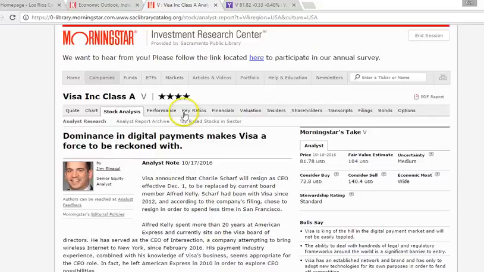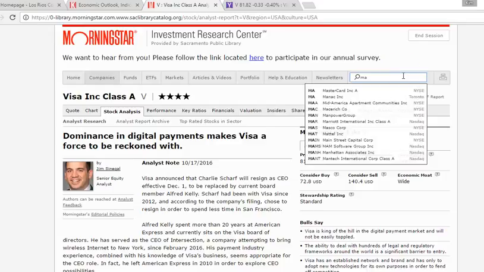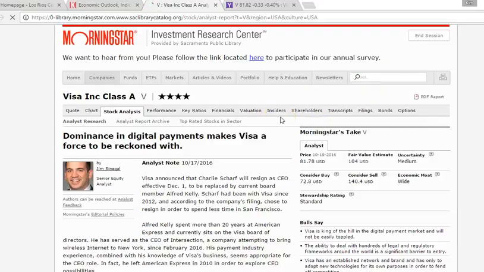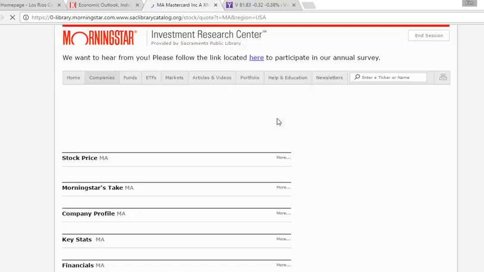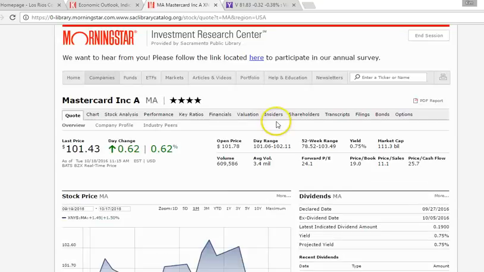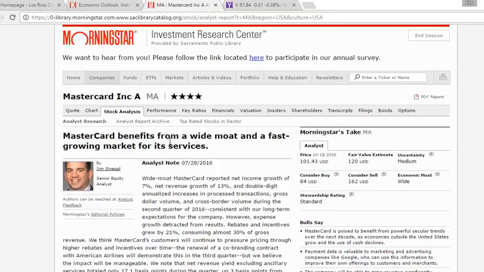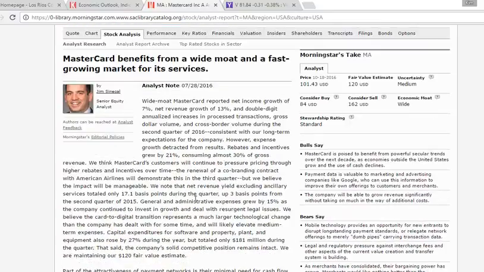Now, just to let you know, I'm going to go back up here and do the same thing for MasterCard. And here's my quote for MasterCard. And I can again go to that stock analysis. And here's all the same information on MasterCard.